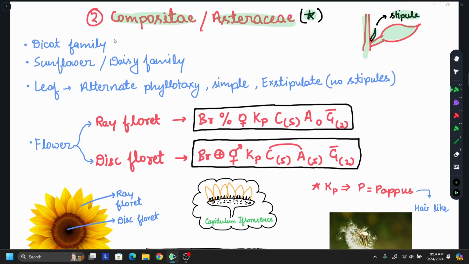Now coming to the Compositae or Asteraceae family, it is a dicot family. It is also called the sunflower or daisy family. The leaf has alternate phyllotaxy, simple leaves are found, and it is exstipulate, that is, there are no stipules found here.